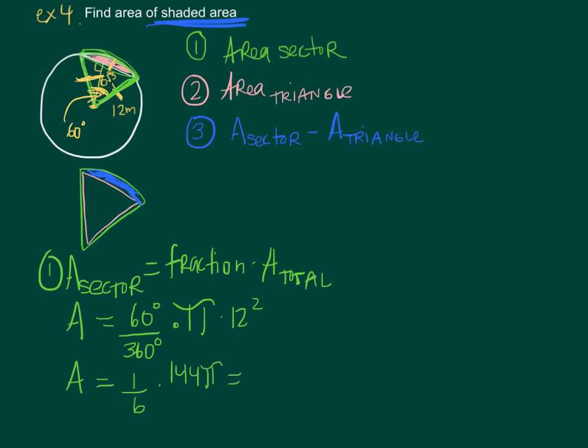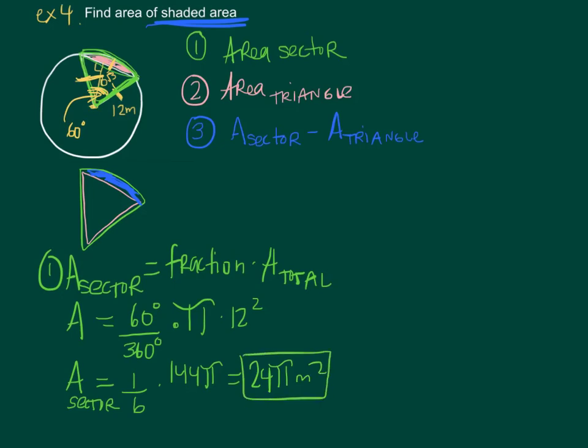And remember, this is the area of this sector. Now when you multiply 1 times 144 pi and divide by 6, I'm going to cut to the chase here, you're going to get 24 pi meters squared. So this is the area of the green pizza.